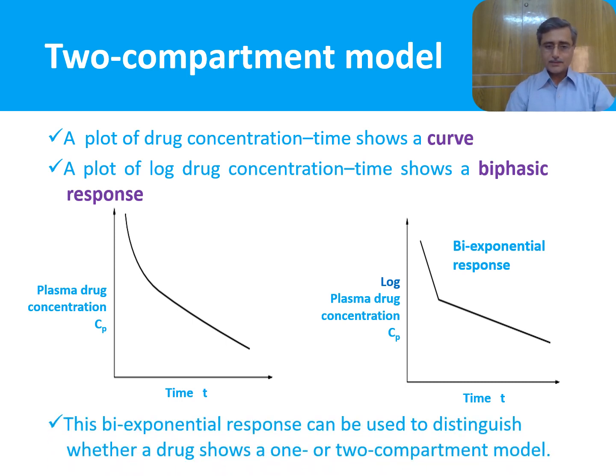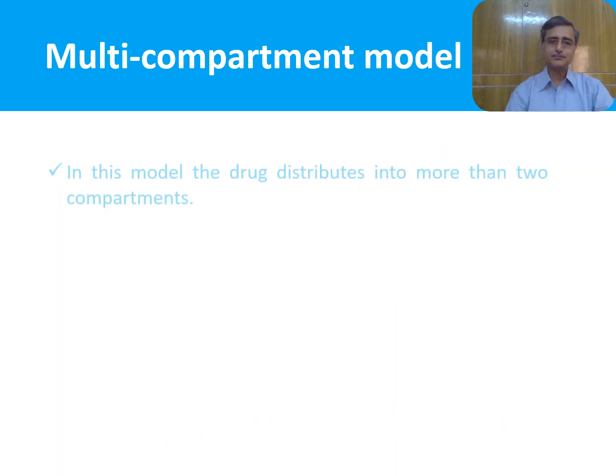Now, this bi-exponential response can be used to distinguish whether a drug shows a one compartment or two compartment model. It is as simple as that: just by plotting the log concentration, if you get a straight line, it is a one compartment model. But if you get a curve which is resolved into two components, a bi-exponential response, it is a two compartment model.